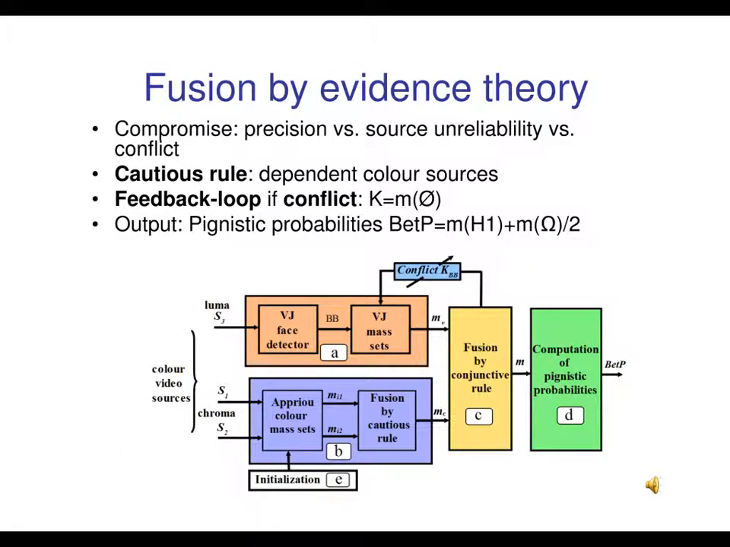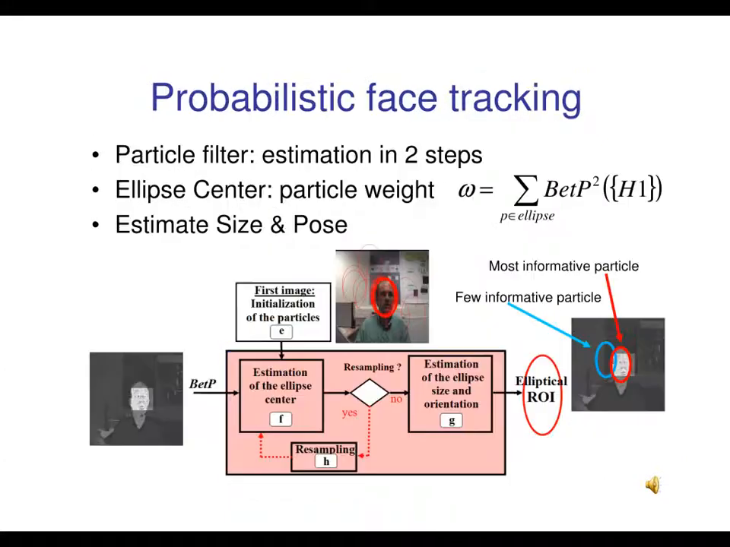For a robust fusion of information, we need a compromise between precision, source reliability, and conflict. Since color sources are dependent, we implement a cautious rule to merge the color mask sets. In order to avoid false detection, we adaptively tune the Viola-Jones masses thanks to a feedback loop taking into account the conflict inside the bounding box. To get an output compatible with the probabilistic tracking, the mask functions are transformed into pignistic probabilities.